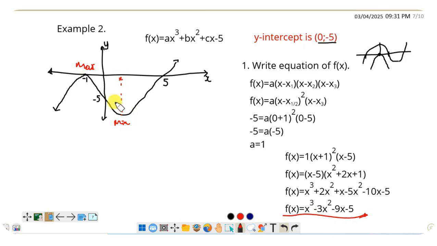How do we find the x value of a turning point? I explained in the previous example: derive the graph once and equate the derivative to 0, because the tangent line at a turning point is a horizontal line. The gradient of a horizontal line is equal to 0. When we derive once, we are actually finding the equation of the gradient. The gradient has to be 0 there. Okay, so we have to derive this.